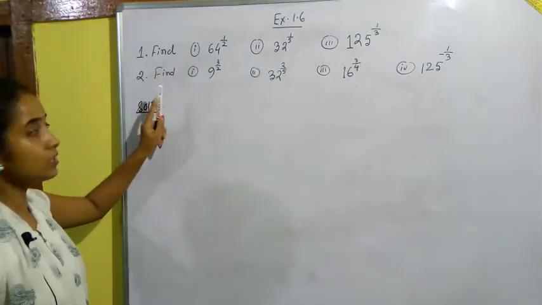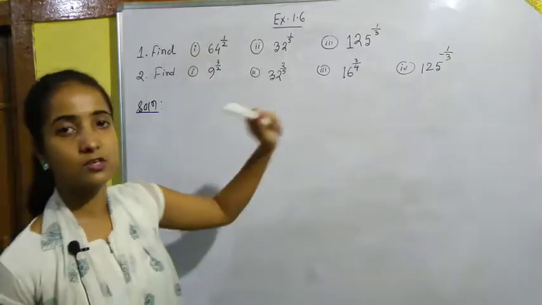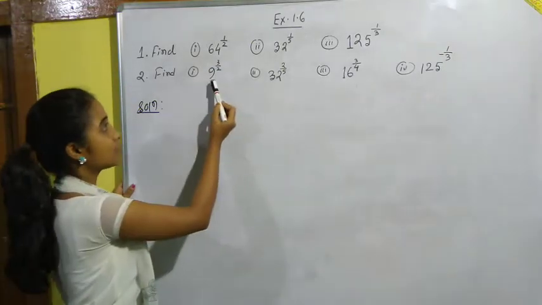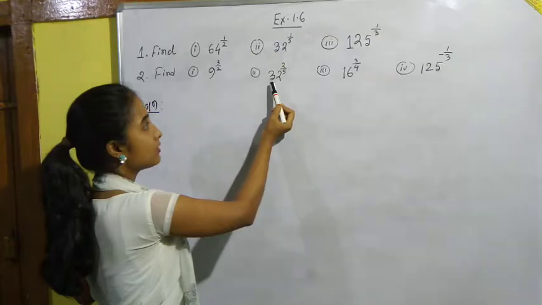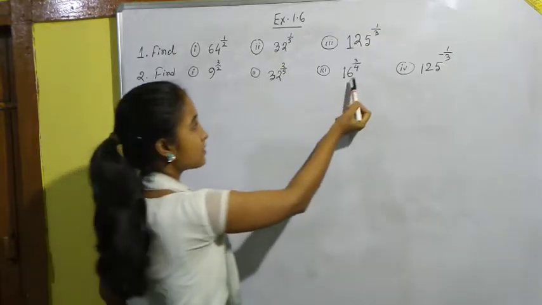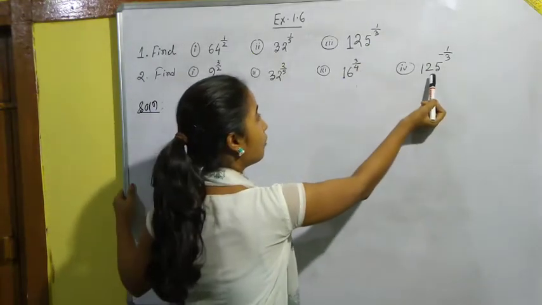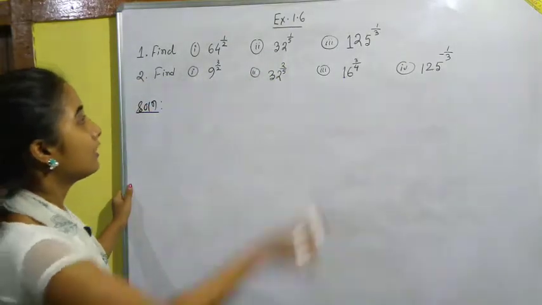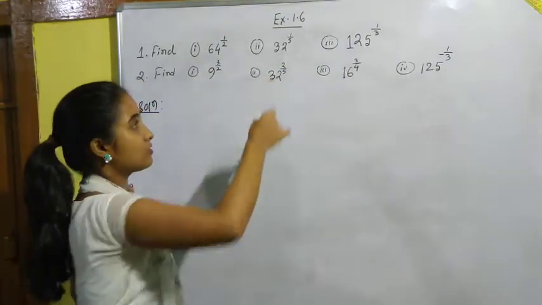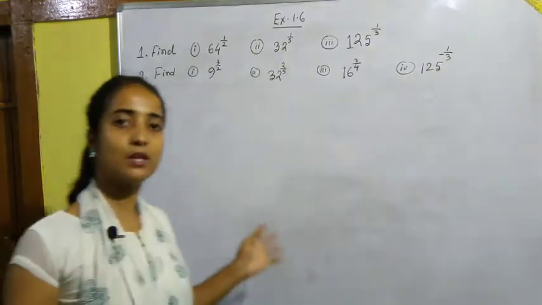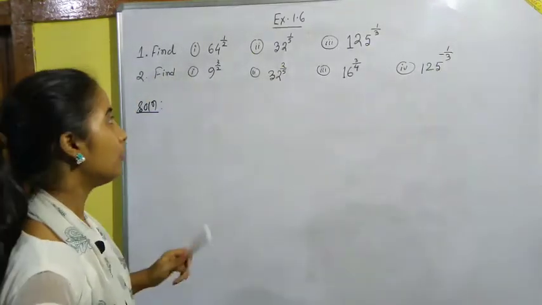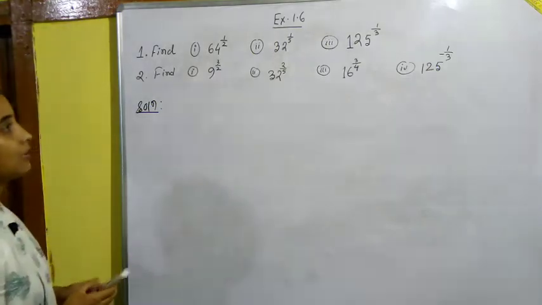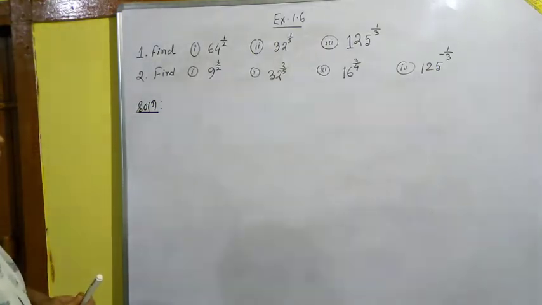Similarly, in the question number 2, there are 4 exponential numbers. First one is 9 to the power 3 by 2, 32 to the power 2 by 5, 16 to the power 3 by 4 and 125 to the power minus 1 by 3. These type of questions are solved in a similar method. Now we are going to learn about the method.